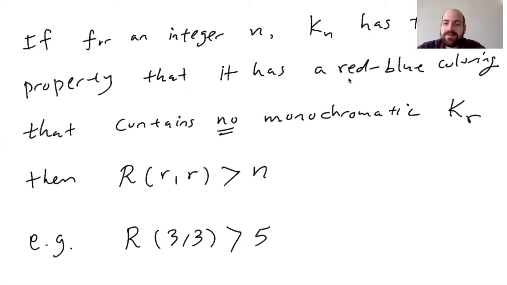So similarly, if you have an integer n such that there exists a red-blue coloring of Kn that has no monochromatic Kr, we can conclude that capital R of r and r has to be bigger than n.